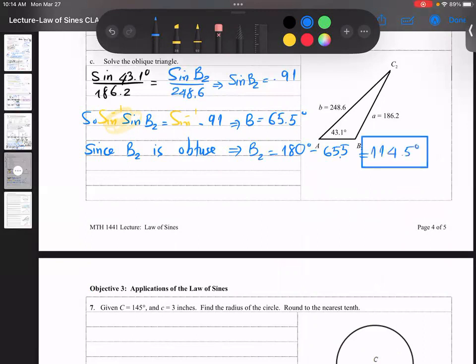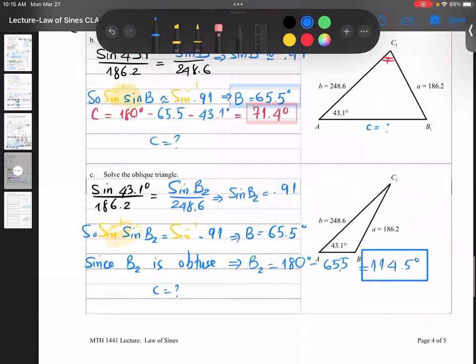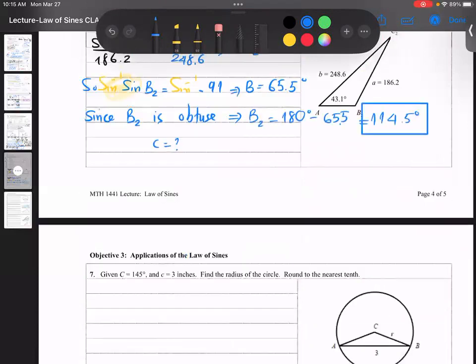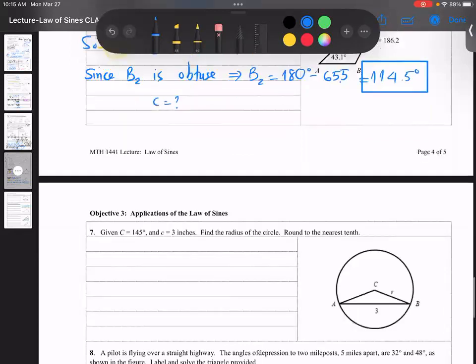And again, you can solve for little c on your own. It's not too hard, right? Just use law of sines again. I'll move on so I can show you some problems for your next try.